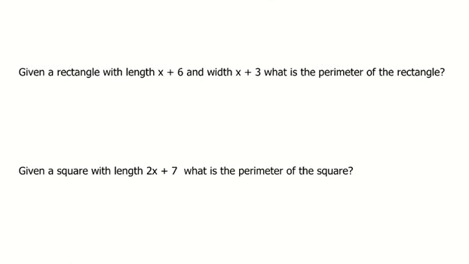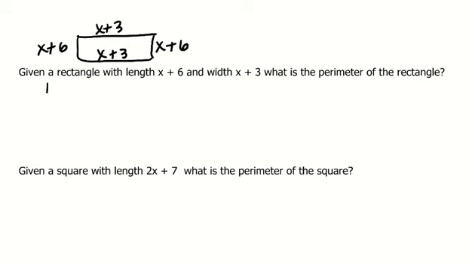All right, so we could use this to solve perimeter questions, since perimeter is really just adding up a bunch of things. We've got a rectangle with length x plus 6 and width x plus 3. Okay, well, that means that this is going to be x plus 3, and that's going to be x plus 6. So the perimeter is where we just add up all the sides. It's going to be x plus 6 plus x plus 3 plus x plus 6 plus x plus 3.